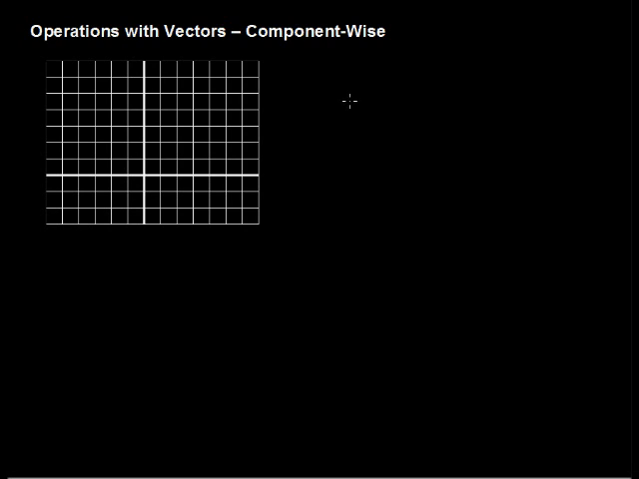In this video, we'll look at operations with vectors component-wise. That is, beyond just the visual representation of vectors as some arrows, we'll look at the numbers behind these. So let's say we have some vector u, and that has the components -3, 2.